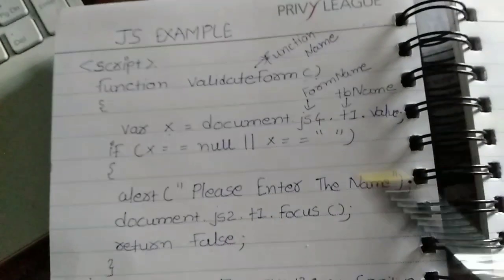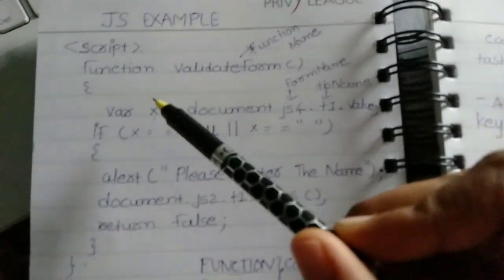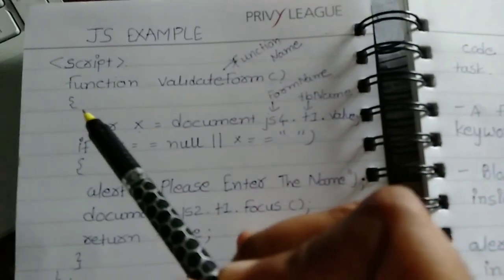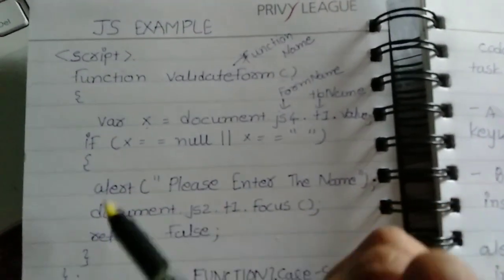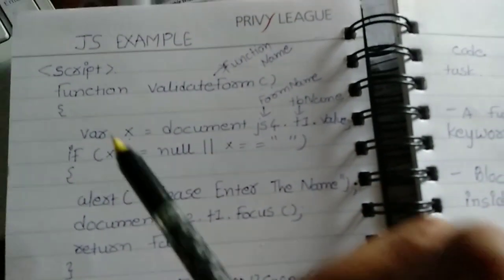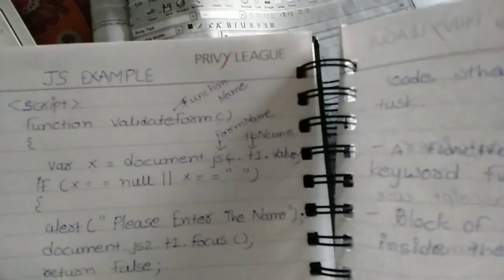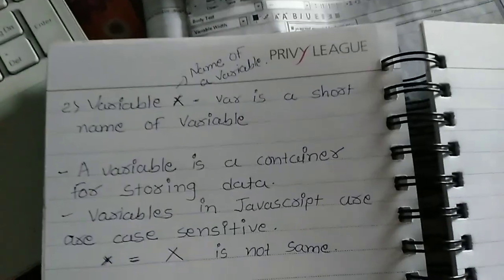This is our JavaScript validation. Can you see? Function validateForm, the function name. All the code is written inside this curly bracket. Next is var x. Var means what? Variable.